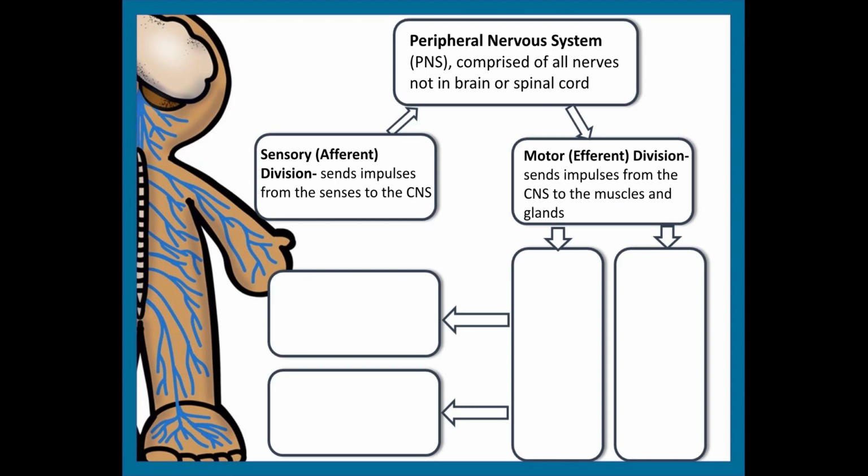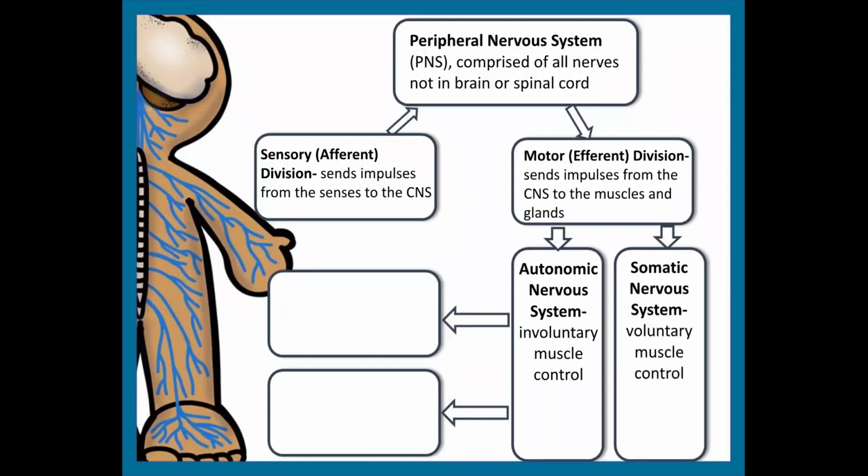Now, you can further divide the motor division into an autonomic nervous system and a somatic nervous system. Okay, so the autonomic is responsible for involuntary muscle control, and the somatic nervous system is responsible for voluntary muscle control. Now, within the autonomic nervous system, you have two further divisions. You have the sympathetic division. This is what's used in emergency situations, think like fight or flight situations.